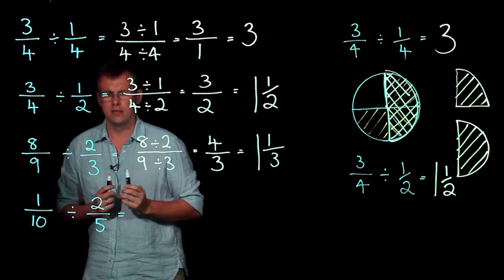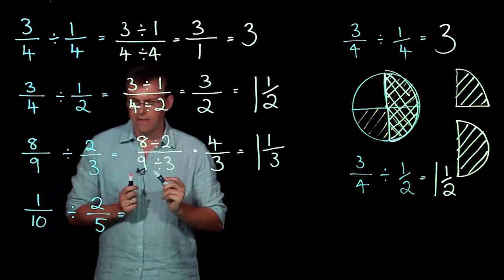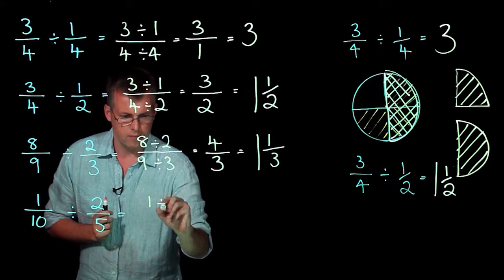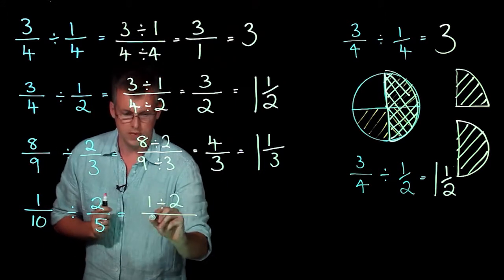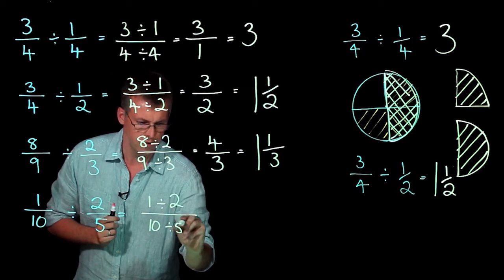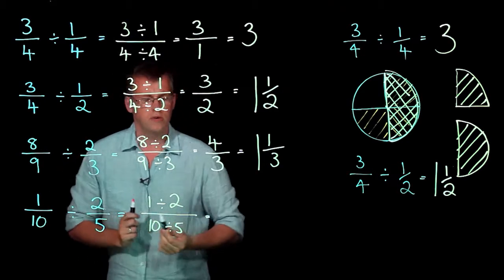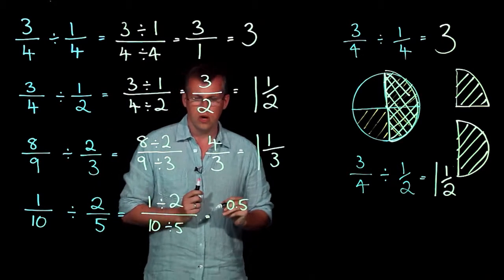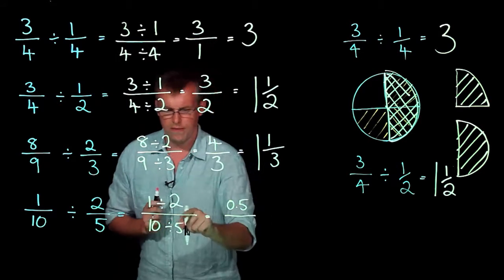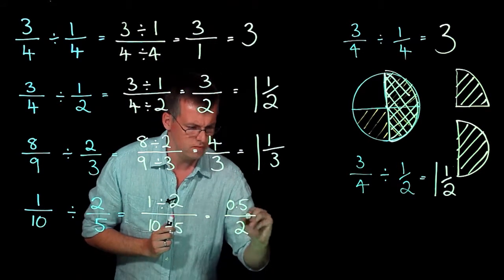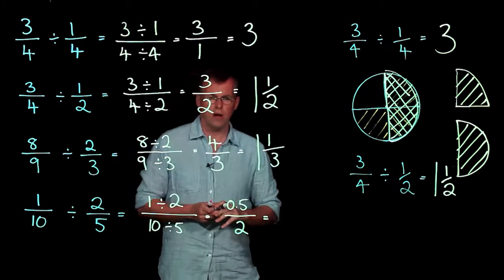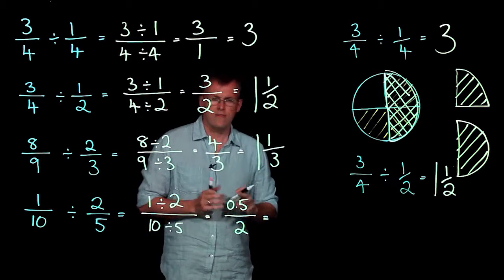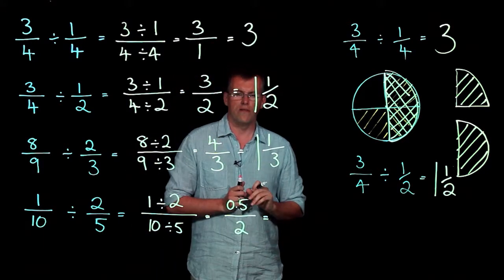And lastly, we've got a 10th divided by 2/5. I'm doing 1 divided by 2, and I'm doing 10 divided by 5. How many 2s go into 1? Well, actually, only half of a 2 goes into 1. How many 5s go into 10? That's 2 of them. I'm now in a situation where I have a decimal within a fraction, and I can't have that. I must have whole numbers within a fraction.